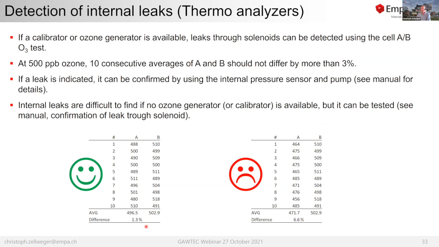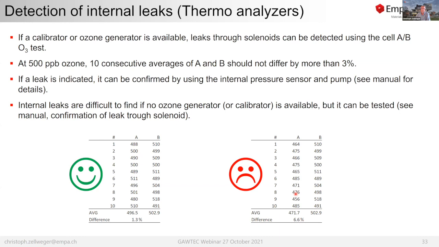If it's more, then there is likely a problem with the solenoids, or it could also be the scrubber, but the scrubber is less likely. So what normally happens is, if something goes wrong, it's really the solenoid. Something goes wrong that you don't realize.